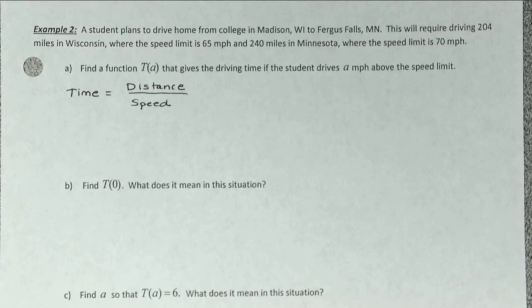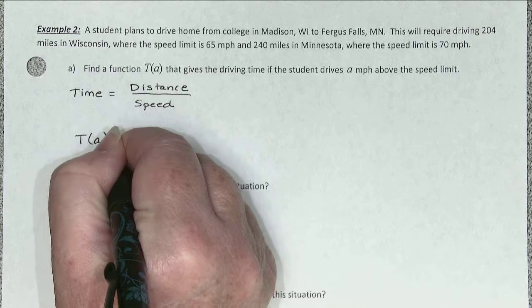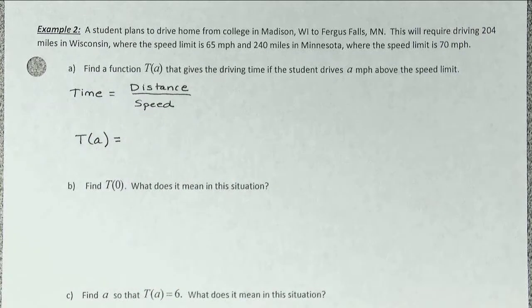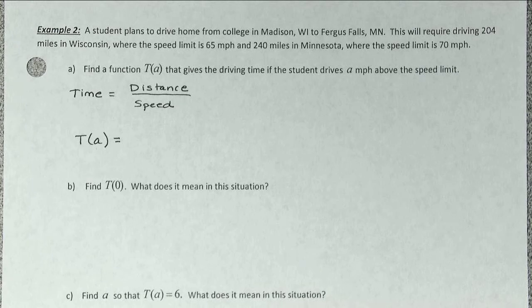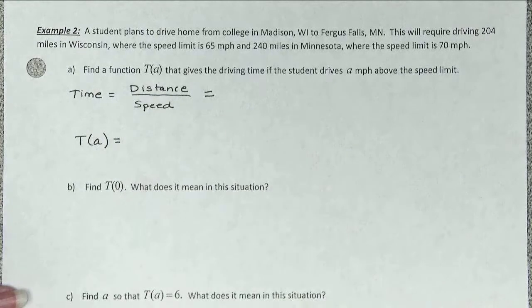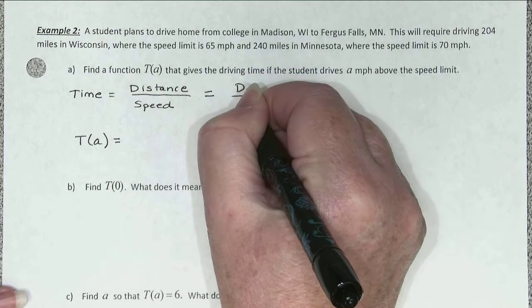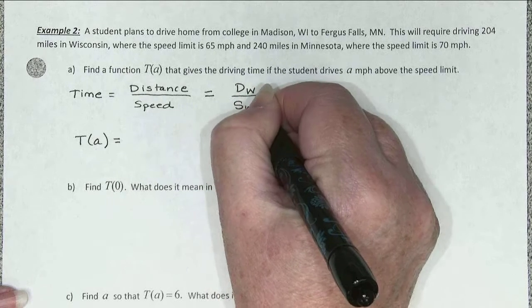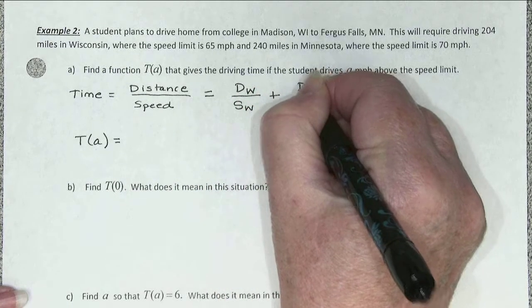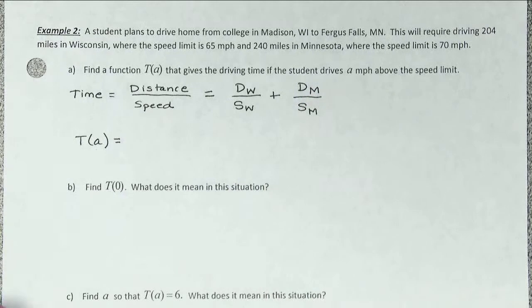In this case, we're going to have to split that up into two parts. One part for the part of the trip that's in Wisconsin, and the other part that's in Minnesota. So I'm going to do a little bit more out here. I'm going to say this is the distance in Wisconsin divided by the speed in Wisconsin, added to the distance in Minnesota divided by the speed in Minnesota. That'll be my total time function.